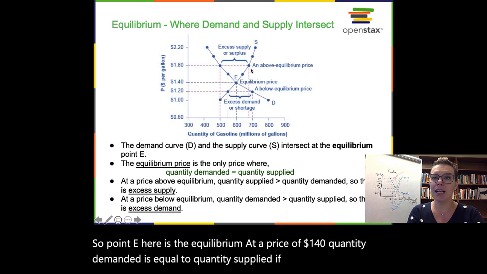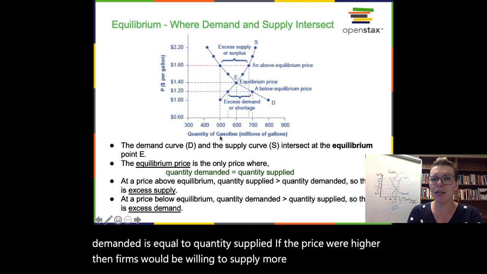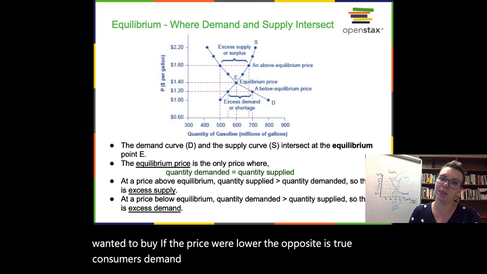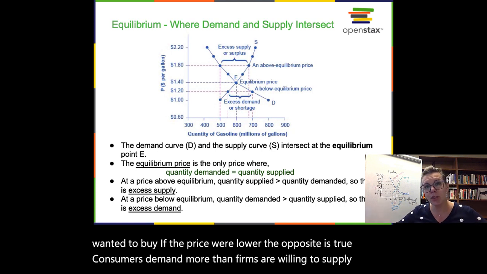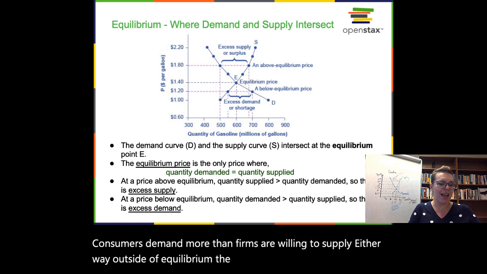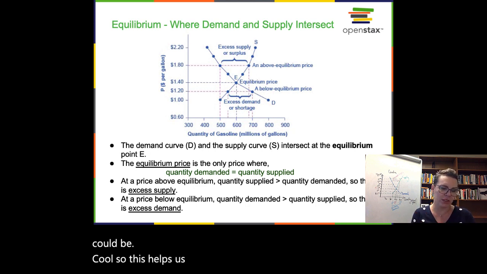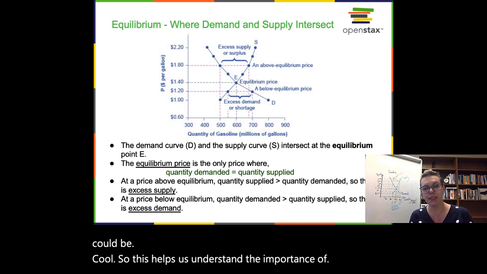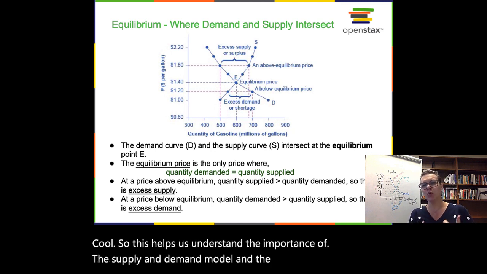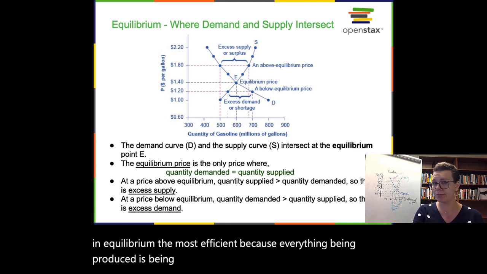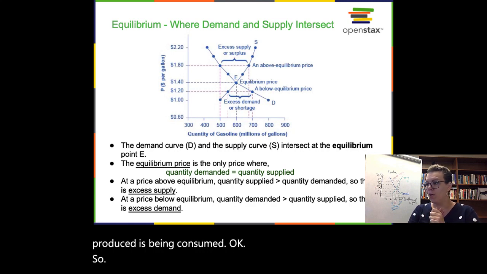If the price were higher, then firms would be willing to supply more than consumers wanted to buy. If the price were lower, the opposite is true. Consumers demand more than firms are willing to supply. Either way, outside of equilibrium, the economy is not as well off as it could be. Cool? So this helps us understand the importance of the supply and demand model and the efficiency of it. When we're in equilibrium, we're the most efficient because everything being produced is being consumed. Okay? So, now that we've got equilibrium, let's mess it up.